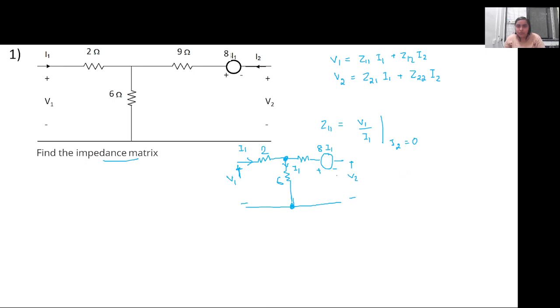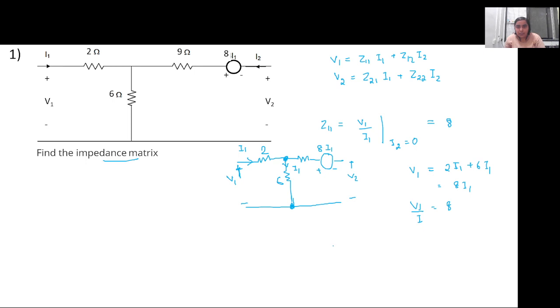So what will be equal to V1 if we simply look into the circuit? What will be V1 in terms of I1? It will be 2I1 plus 6I1, right? So it is 2I1 plus 6I1 or 8I1. So V1 by I1 is equal to 8. Therefore Z11, under this particular condition when I2 is 0, will be equal to 8.